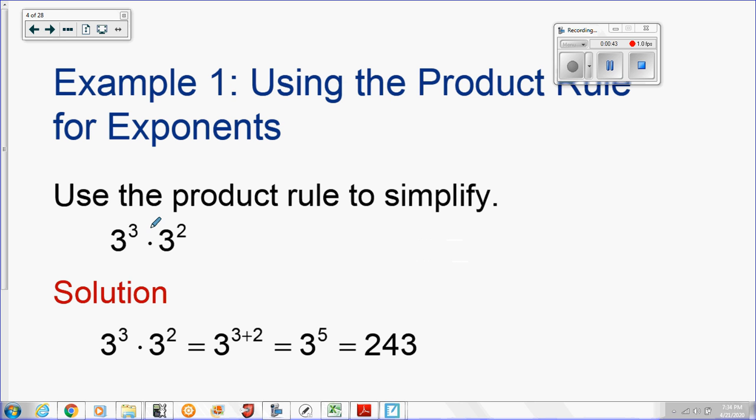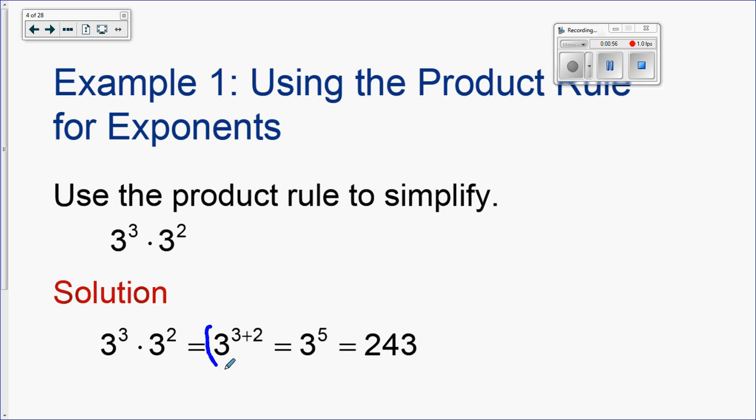So 3 to the third times 3 to the second becomes 3 to the fifth, which is 243. Most common mistake is students make it 9 to the 5. Okay, it does not become 9. Okay, the base stays the same. This number never changes when you do it.